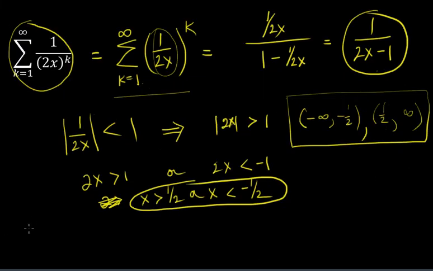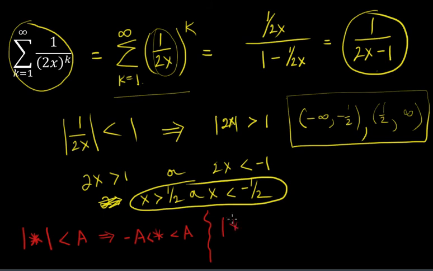Just a little review, if any of you have forgotten how to solve absolute value inequalities, you're going to need it throughout the rest of the course. If you have the absolute value of something, let's just say star, any expression, if the absolute value of it is less than some number a, that means that whatever that expression is lies between a and the opposite of a.